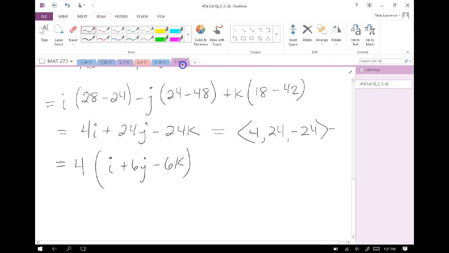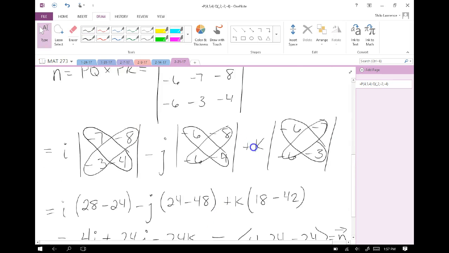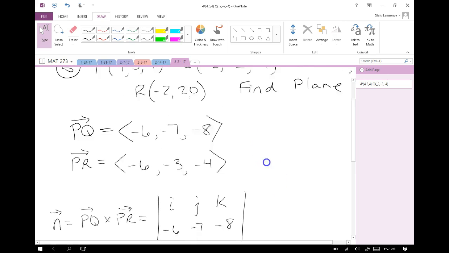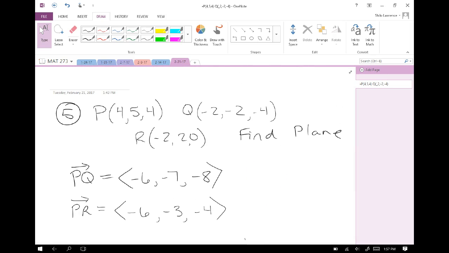So this is our normal vector. To write the equation for a plane, we need a normal vector and we need a point. And we've got 3 points to choose from. It doesn't matter which one we use. The answer will come out the same no matter which one we use. So I'm going to go back to the one that has 0 in it. Plugging in zeros is easy. So I'm going to use R, negative 2, 2, 0.